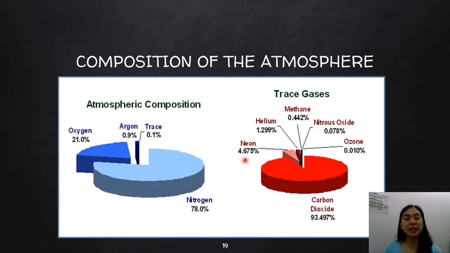Then it is followed by your neon gas, which is 4.675%. And then it's followed by your helium gas, which is 1.299%. And then you have your methane, which is 0.442%. Your nitrous oxide, which is 0.078%. And finally, your ozone, which is 0.01%. So, yung 0.1 na trace gas na nandito po sa inyong left side is actually ito. Ito yung kanyang composition. Okay? So, make sure that you are familiar with the percentages. It might come out in your exam.